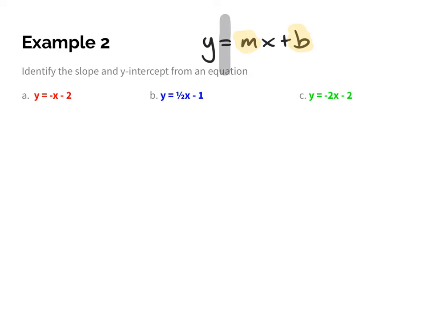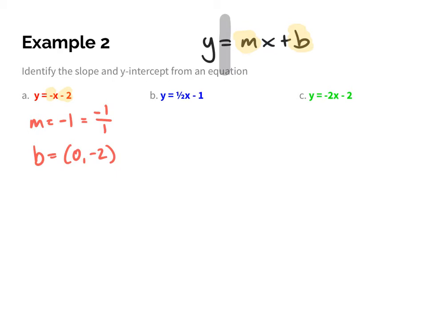So the number in front of the x, or attached to the x, is going to be my slope. Now notice there's not a number written there, so what that means is that actually my slope is going to be negative 1. Okay. Now what does negative 1 mean? Negative 1 means I'm going to go down 1, and remember I can always put it as a fraction over 1. My y-intercept then is going to be the number by itself, so that would be the minus 2. So my y-intercept b is going to be the point 0, negative 2. We'll plot that point then.